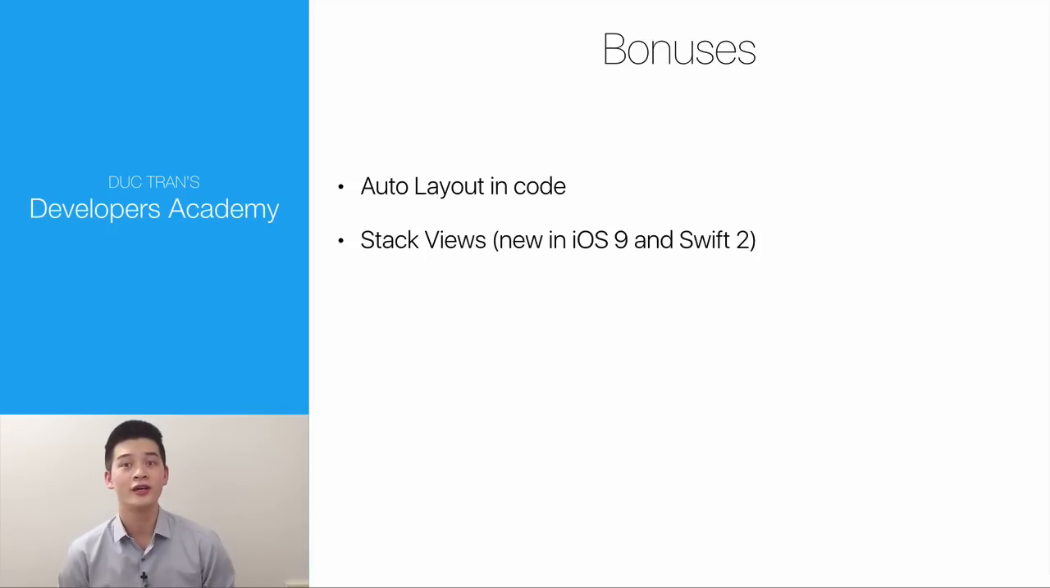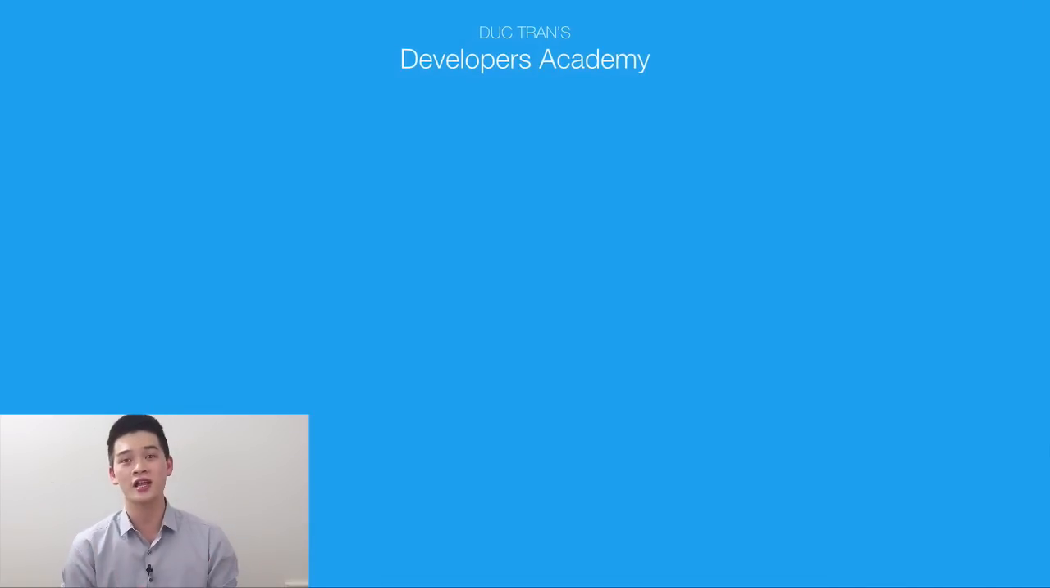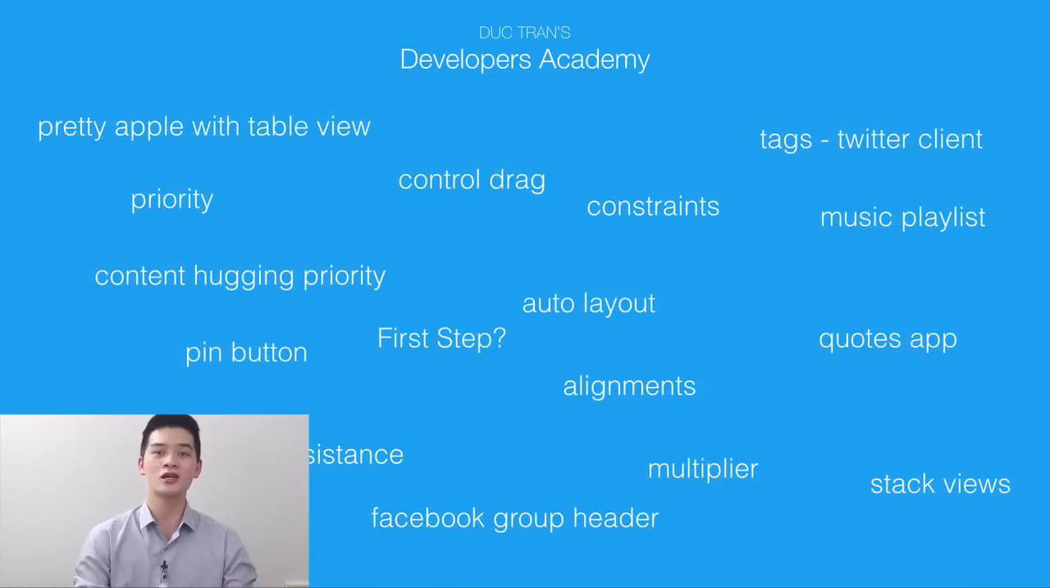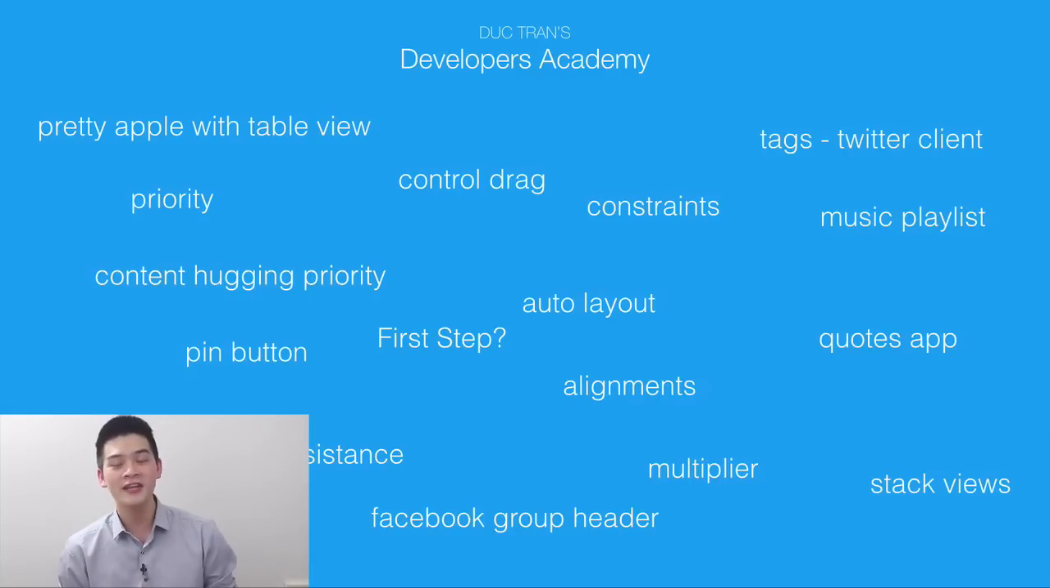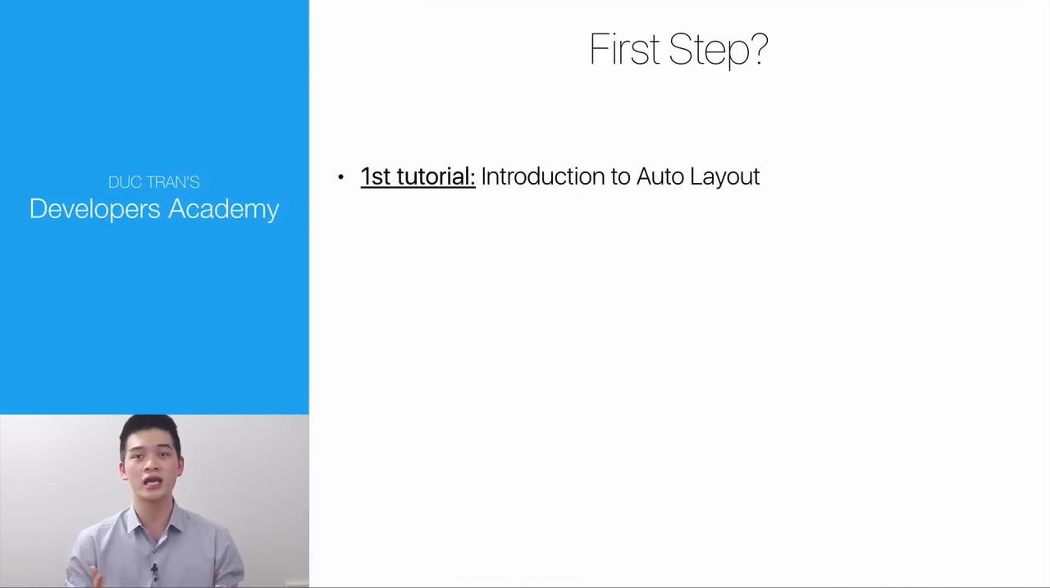All right, whew. I know that I've been talking a lot about auto layout and the introduction to this course that you're going to take. We talk about constraints, auto layout, content hugging priority, content compression resistance priority. So what is the first step for you to take here? Or what is my first challenge for you in this course?